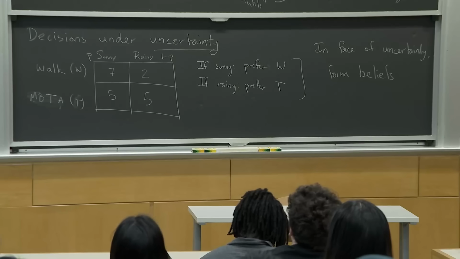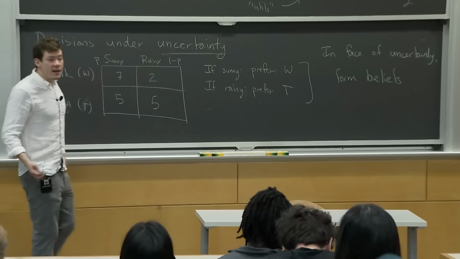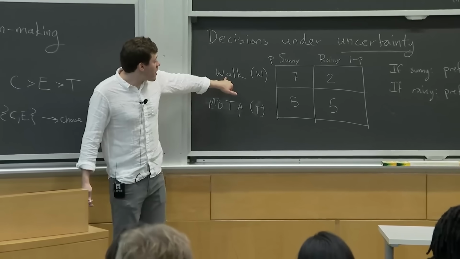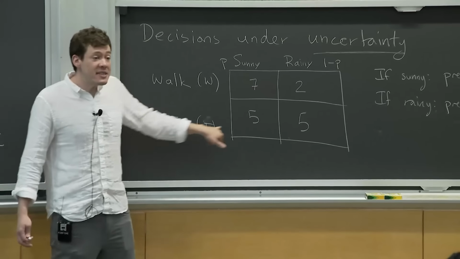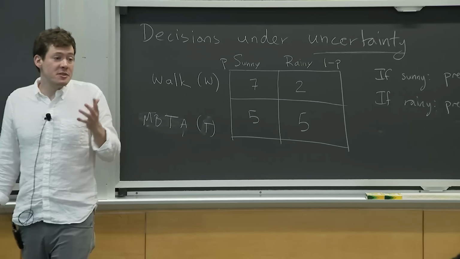So in this course, we're going to assume expected utility. But I want to point out that that's not so obvious, right? One thing you might say is, look, I'm an optimistic person. If I walk, the best thing that can happen is I get 7. If I take the T, the best thing that can happen is I get 5. 7 is higher than 5. I'm going to walk. I'm an optimistic person.